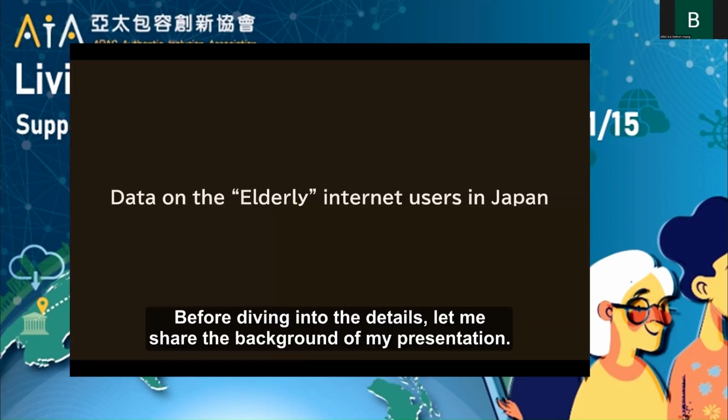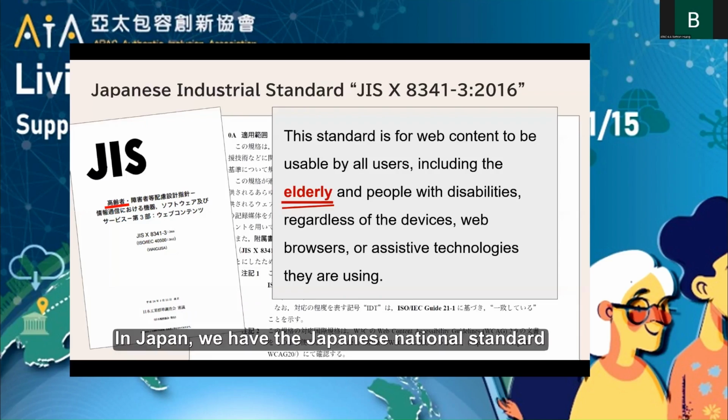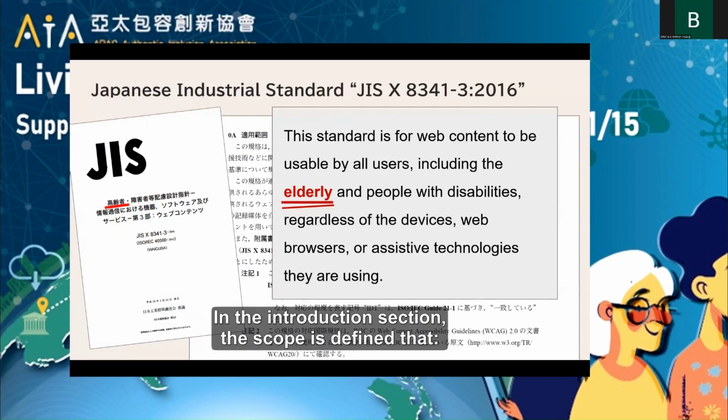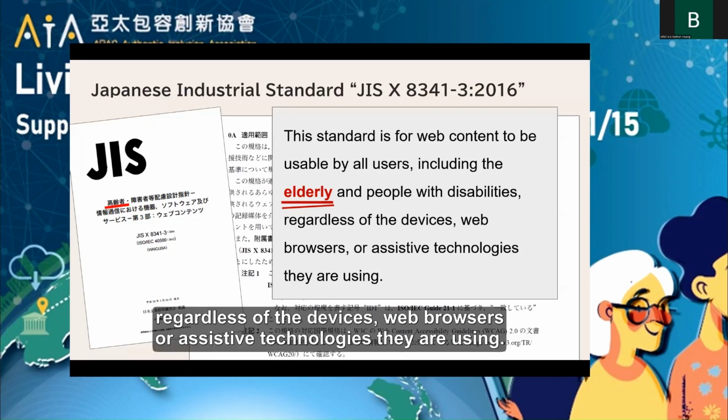Before diving into the details, let me share the background of my presentation. It is about the data on the elderly internet users in Japan. In Japan, we have the Japanese National Standard for Web Content Accessibility. In the introduction section, the scope is defined that this standard is for web content to be usable by all users, including the elderly and people with disabilities, regardless of the devices, web browsers, or assistive technologies they are using.